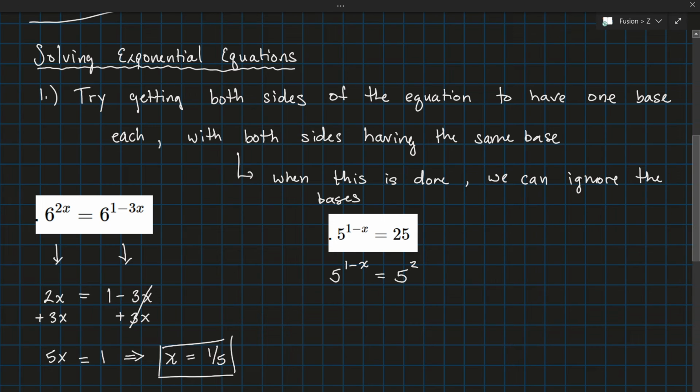1 minus x equals 2. Good. So subtract that 2, right? Add the 1... So you subtract the 1 from the left. Yeah. And then you just get 1, and then -1. So -1. Yep. Good job.